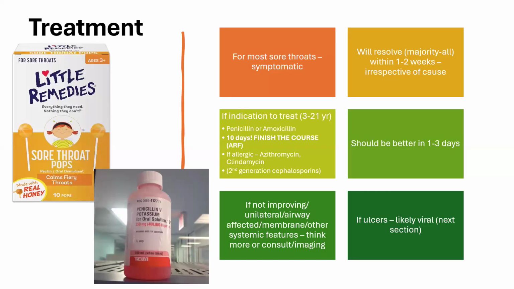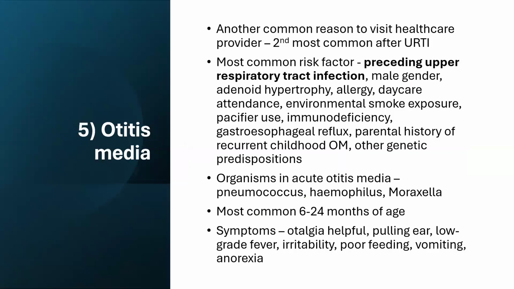Please always be aware, especially in young kids, if they're not improving, if it's one unilateral tonsil that's enlarged, obviously if there's any airway involvement, if you see a membrane, or if there's other systemic features, you either need to think of something else, consult ENT, and consider imaging. And if there are ulcers, that's also still likely viral, but we will cover that just now.